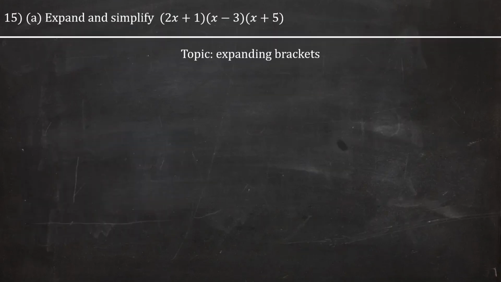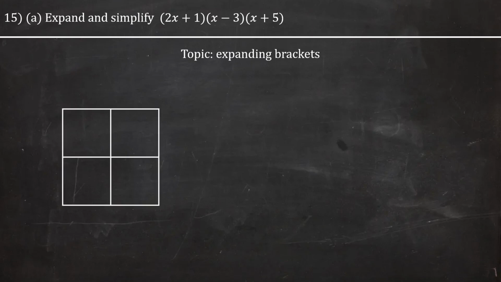Question 15, so we have an expanding triple brackets here. There are different methods of doing this. I think the safest one is a table, so that's one that I'm going to do here, but you do you. Right, tables. So first we need to do the first two brackets. We're going to need a 2 by 2, so we're doing (2x + 1)(x - 3). You set up your table, then you multiply, top times right. So 2x times x is 2x squared, 2x times minus 3 is minus 6x, plus 1 times x is plus 1x, plus 1 times minus 3 is minus 3.